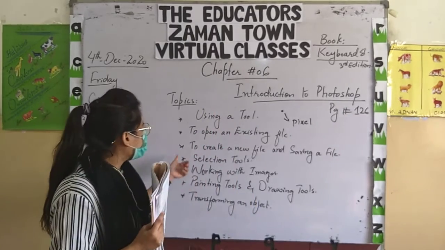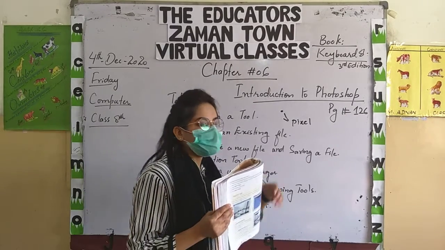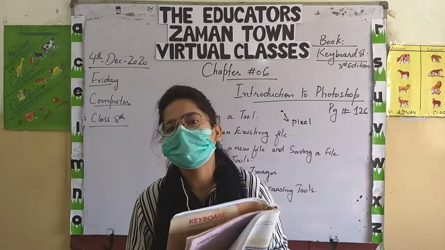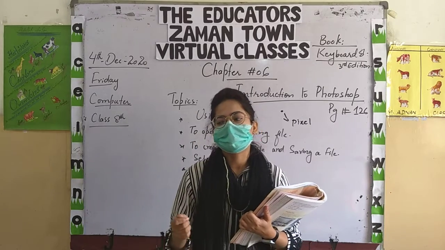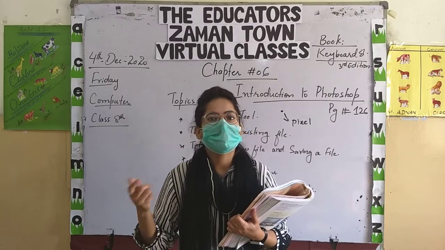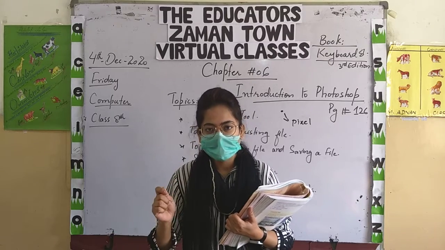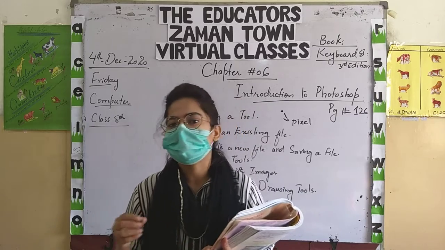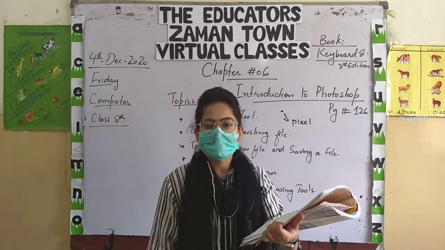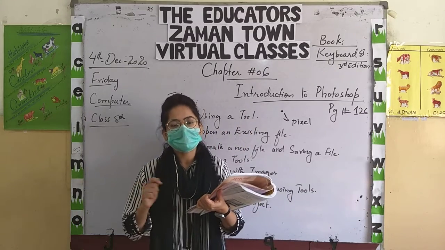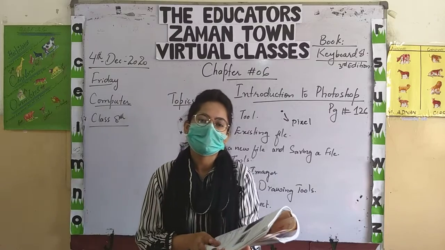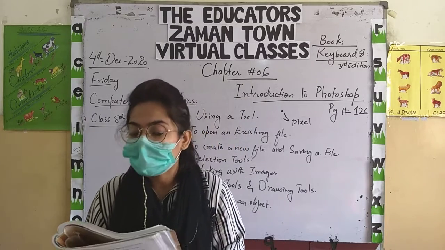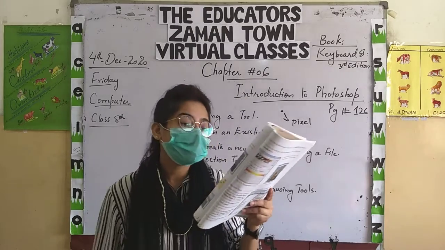Painting tools. Now we have painting tools and drawing tools. What are painting tools? Painting tools are similar to what we use manually. Means the brush tool we use with watercolor, the pencil tool, the color tool. So we have painting tools, first one, brush tool. Brush tool is similar to an ordinary brush. We can apply colors with the help of the brush tool just like we do on paper. Then we have the gradient tool.